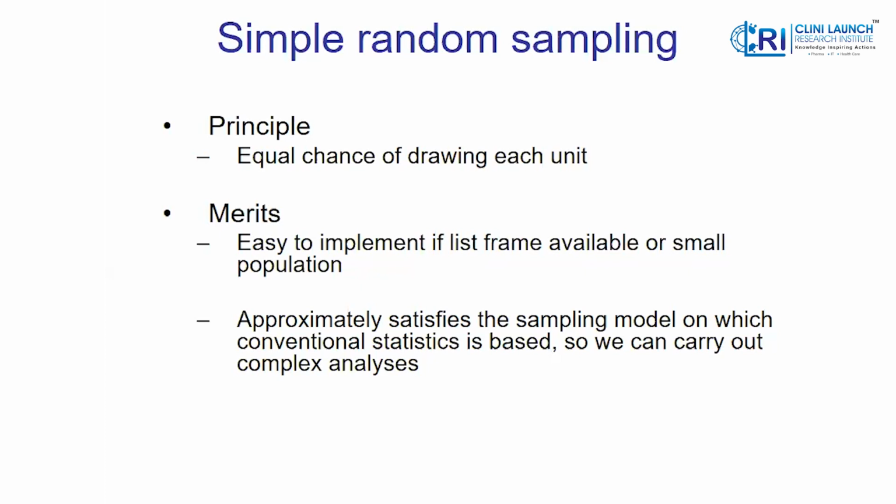In without replacement, you will not put it back into the population. Once you draw that sample, it will stay in the sample. From the rest of the remaining population, you have to draw the other samples. I'll give you one example of both the methods. First one is simple random sampling with replacement. So what does that mean?